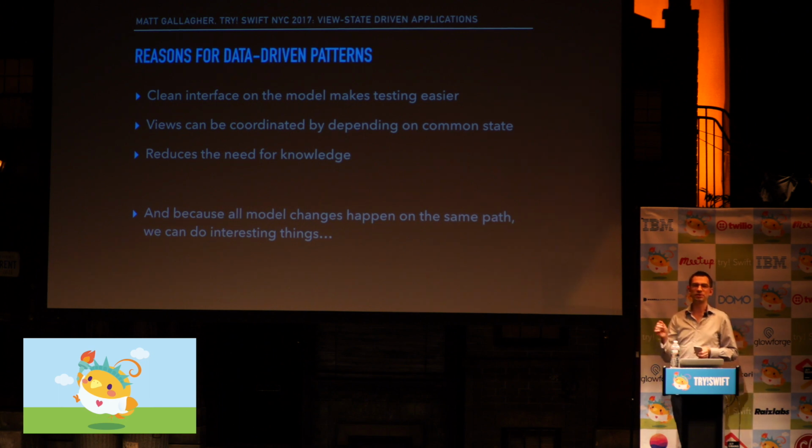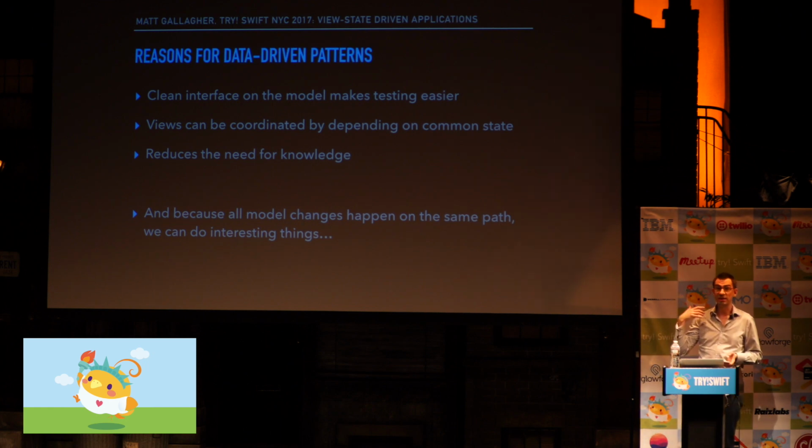And it reduces the need for knowledge. We don't have to hard code the fact that this view over here wants to know about that model state when it changes, so whoever changes the model doesn't need to tell it directly. It'll just find out when the model changes. And because everything happens on the same path, we can do interesting things. We've got this narrow interface, and we can play with it.